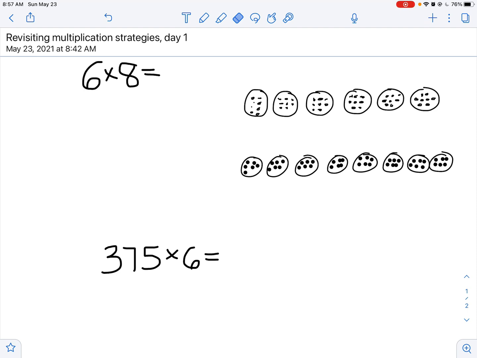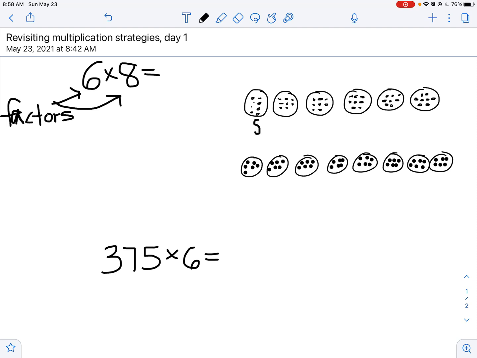Remember, you can switch the order of your factors, these two numbers here being the factors. It doesn't matter what order you do them in, okay? They will still get you the same product, which is your answer. So in either of them, I can just count all of those dots, right? But that takes a long time.